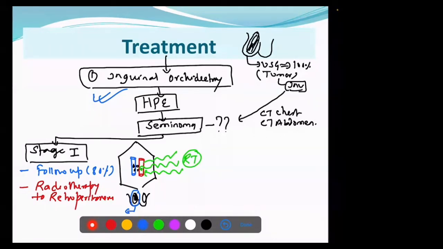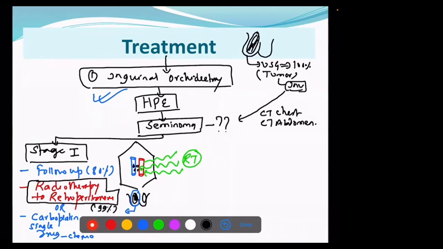And some may argue, why not give chemotherapy, a single drug chemotherapy, carboplatin? But the ideal would be radiotherapy to the retroperitoneal lymph nodes. Even though they are not involved, you have to give it to prevent a recurrence. And this is around 99% curative. Then what about stage 2?